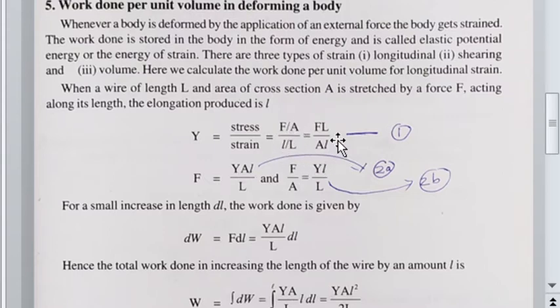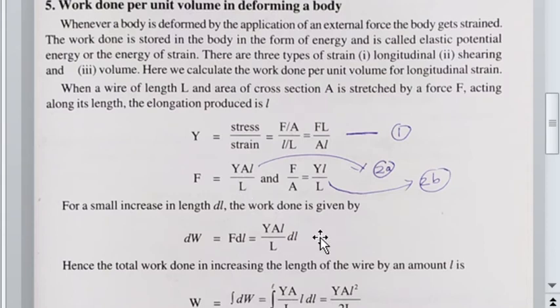I am rearranging this equation number 1. I got force as YAl divided by L. I kept this F on the right side and took all other factors to the left side. So I got force as YAl divided by L. Here Y is the Young's modulus, A is the area of cross section, small l is the change in length and capital letter L is the original length.